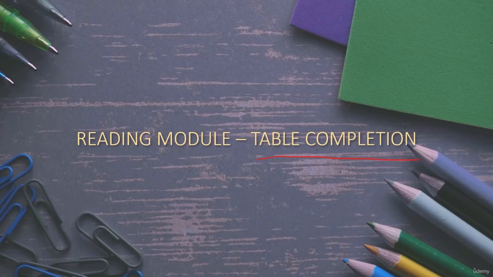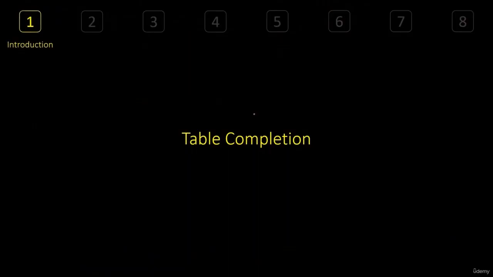Completion. Table completion was also there in the listening module, if you remember, but today we are looking at the reading module. This is a little bit different from listening. Of course, you have to listen for information there. Here you have to read information, but the structure stays the same: you have a table, and you have to fill the blanks in the table.